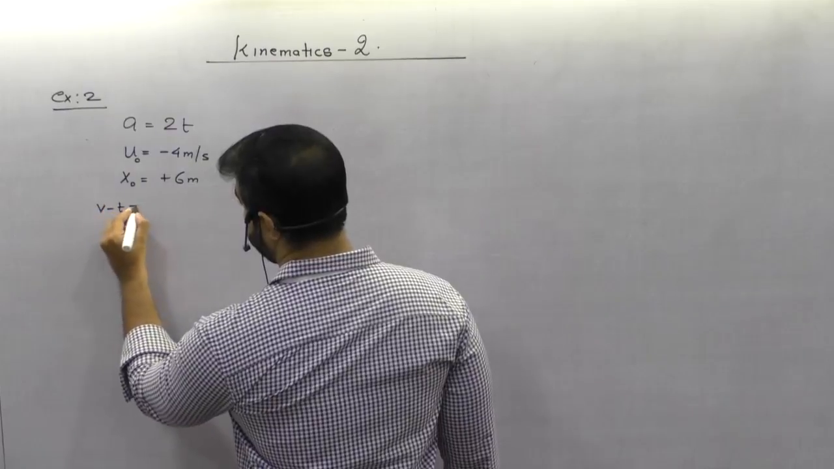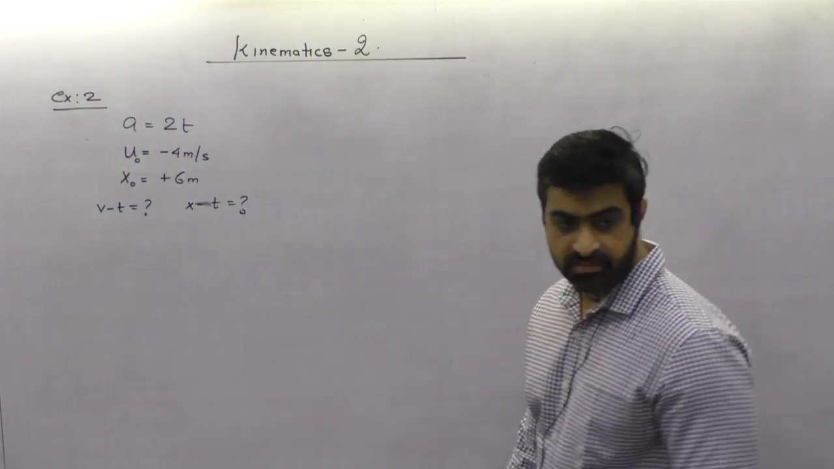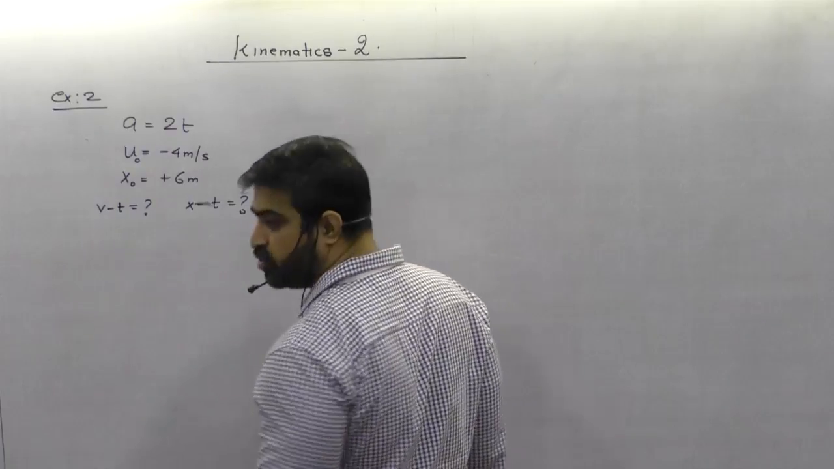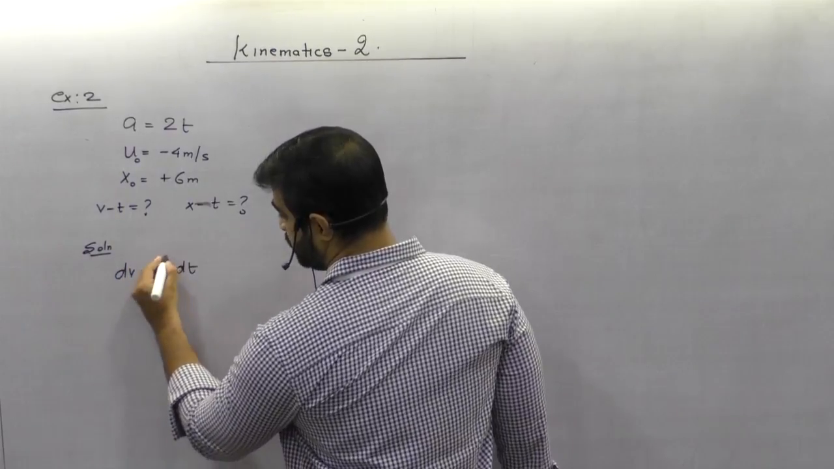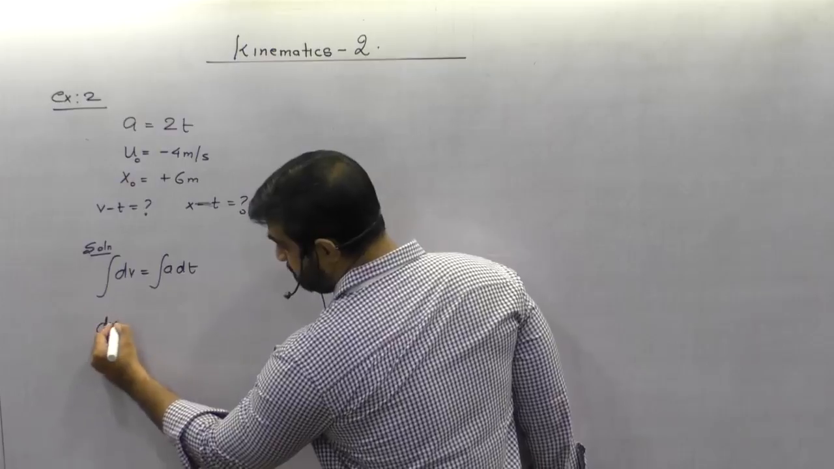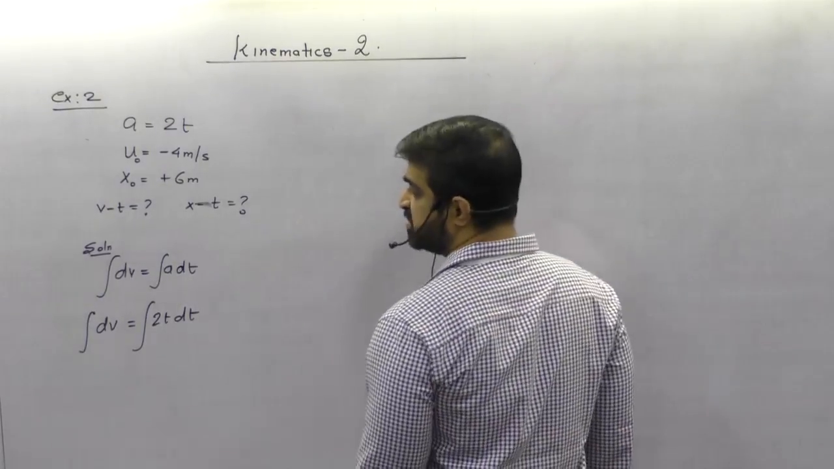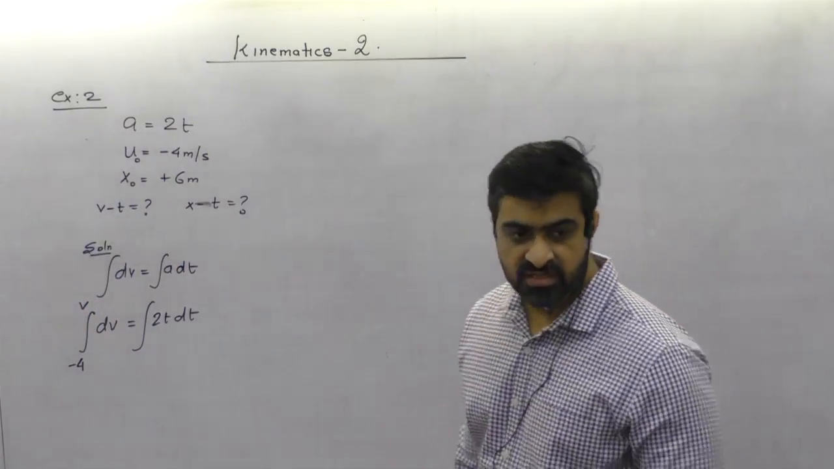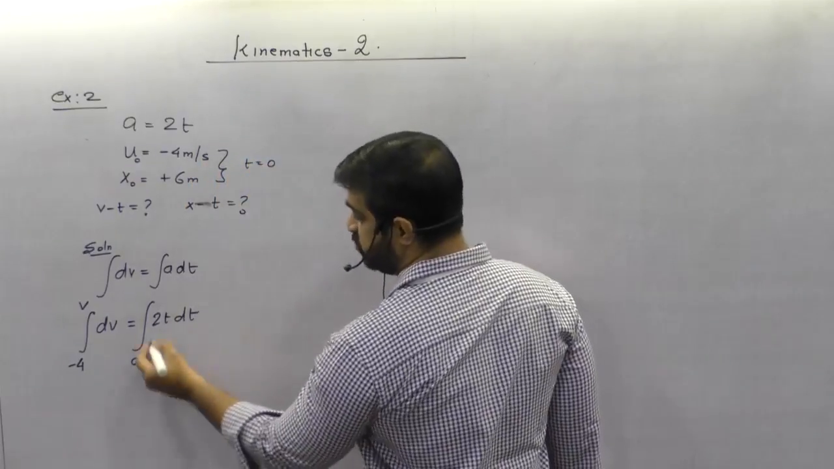Make vt equation and xt equation. Okay, this is required. Now, at to vt, we integrate. You know, a is dv by dt. So, dv will be a dt. Integration. Now, a we know is 2t. We put it here. So, dv is 2t dt. This one. We have to put the limits. The lower limit of the velocity is minus 4, till velocity v, because I need the answer as a function of v. And initial, this was time 0. Because whenever they tell you 0, this is at time 0. So initial time is 0 and final time is t.